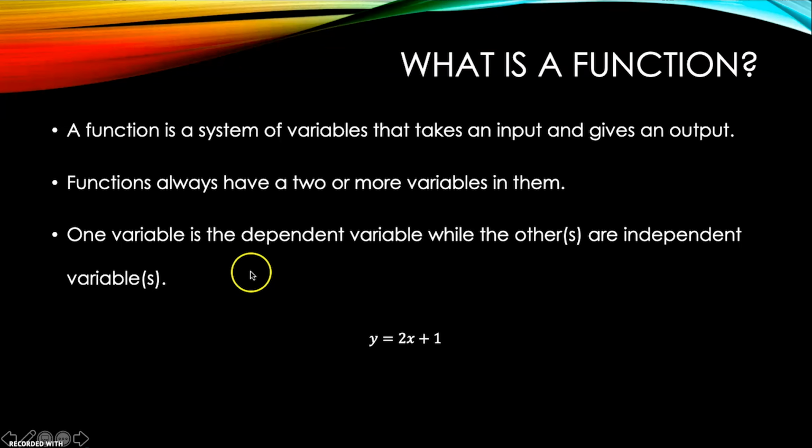And of these variables, one variable is going to be the dependent variable, and all the other variables are going to be independent variables. In this case, again, there's only going to be one independent and one dependent because we're only working with two variable functions. But in a function, there can only be one dependent variable and multiple independent variables. It could be multiple inputs, but only one output.